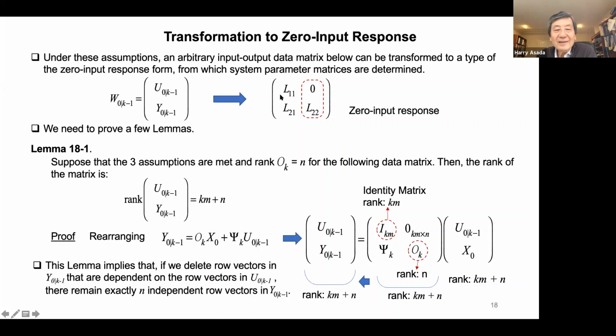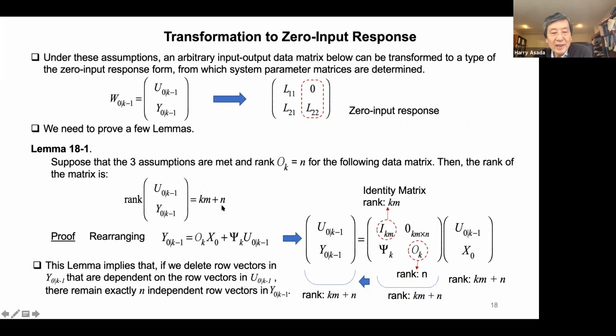Now, to make this happen, we need to introduce two lemmas. These two lemmas are not that complicated, but they are fundamental. The first lemma is that, by the three assumptions, we also assume that the observability matrix O_K is rank N. Then the following matrix, where we combine the U and the Y together, this is basically the data matrix here, has rank Kn plus N.